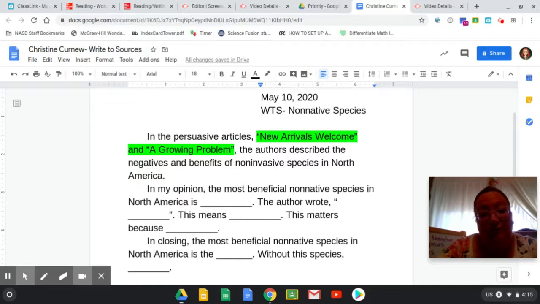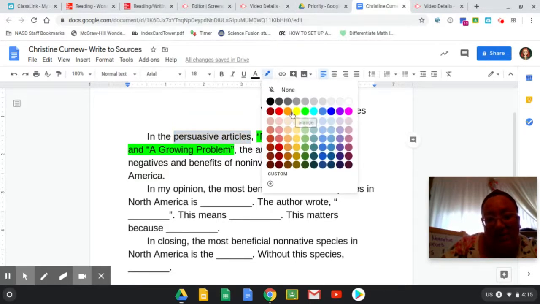Both articles are very short. So I'm also making sure that I include the genre. So we have persuasive articles here. So I'm going to highlight that. So we have title, we have genre.